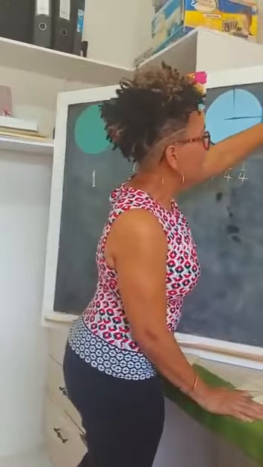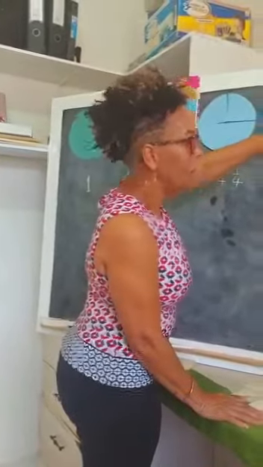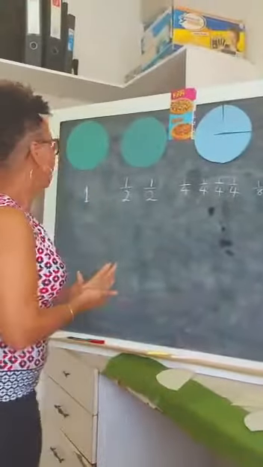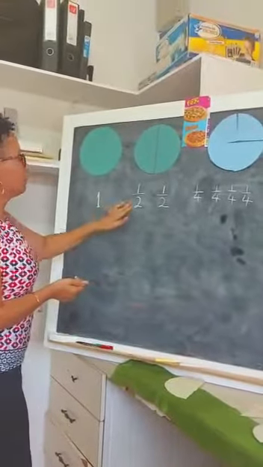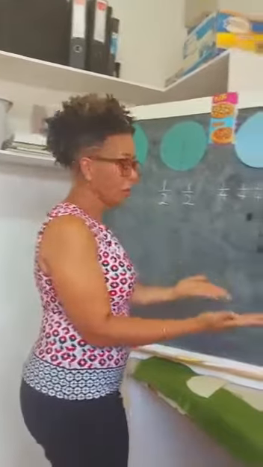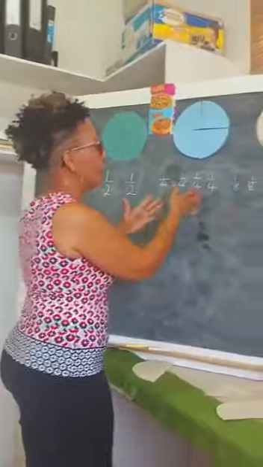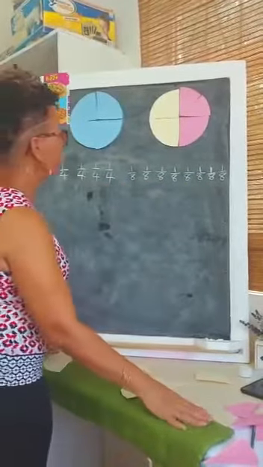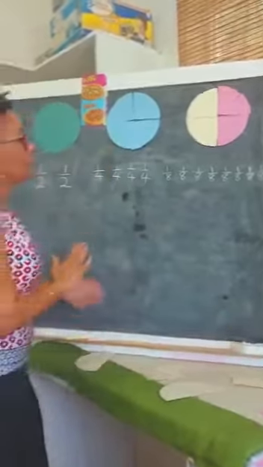Now if I put my 8 pieces back on, I would have my whole pizza. So 1 whole is the same as 2 halves, which is the same as 4/4, same as 8/8. So there we have equivalent fractions.